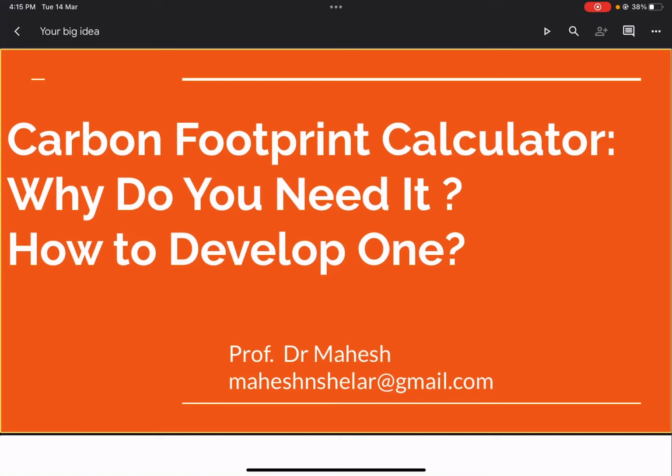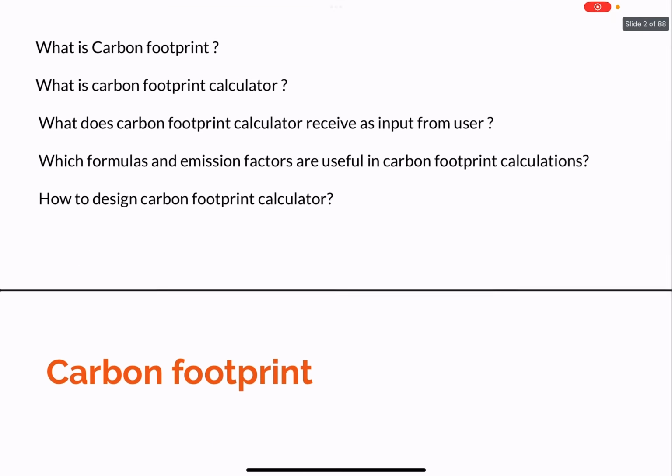Welcome back to this course on carbon footprint calculator. How this carbon footprint calculator would help calculate the carbon footprint for us, and how to develop this carbon footprint calculator if you are a designer. We studied in depth as to what is a carbon footprint.